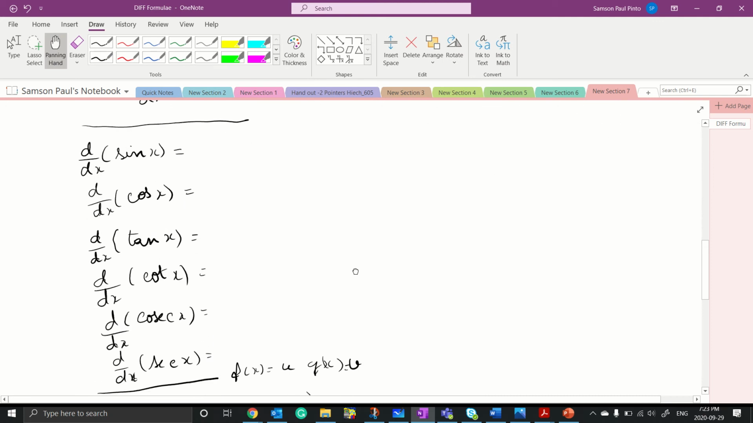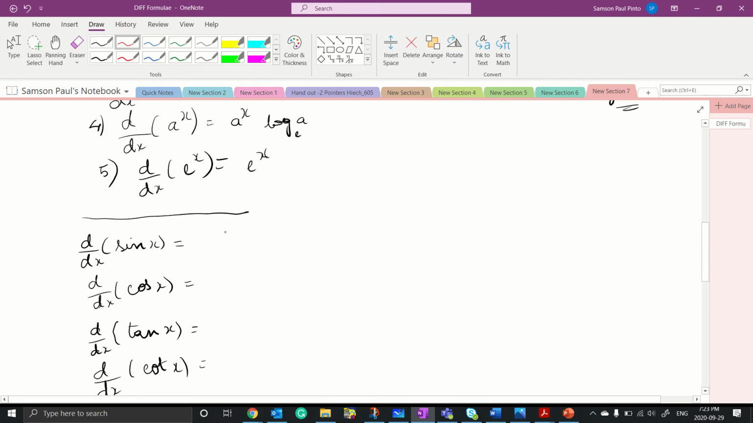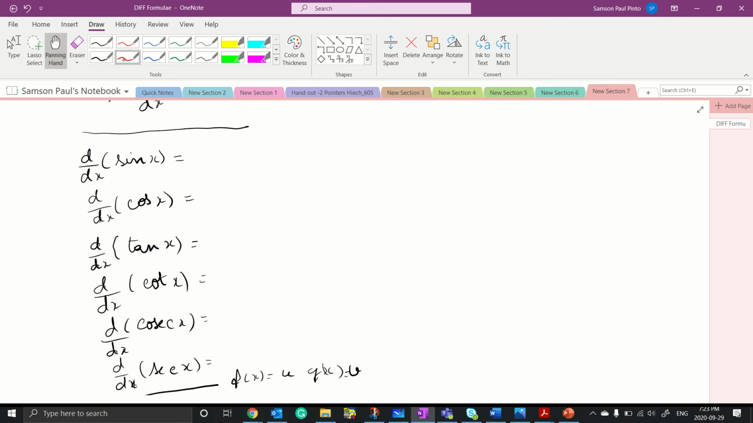Then I am going to discuss some rules with you. Differentiation of sin x, as you have already seen, is nothing but cos x. And differentiation of cos x is negative of sin x. And differentiation of tan x is secant square x.